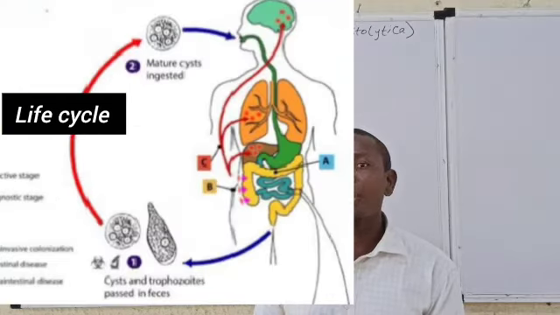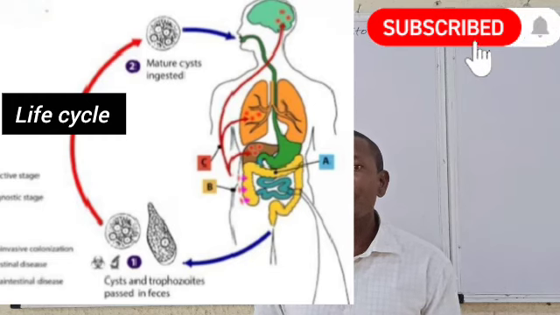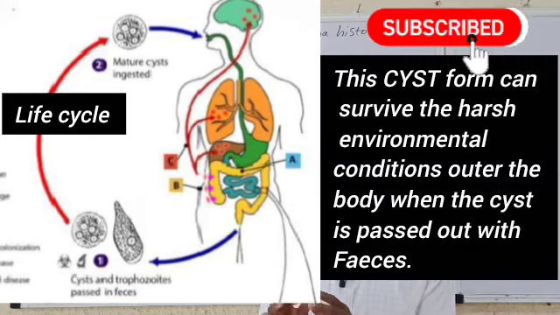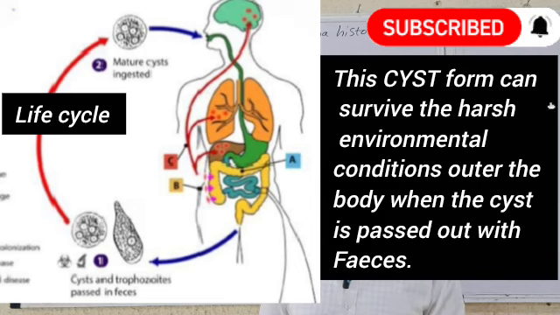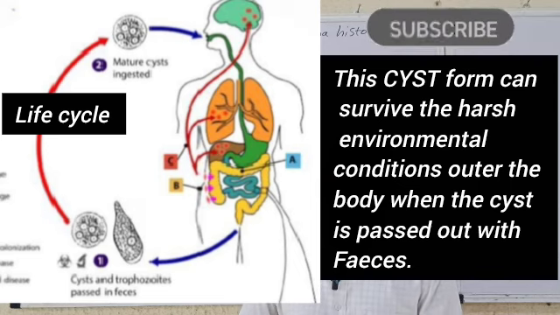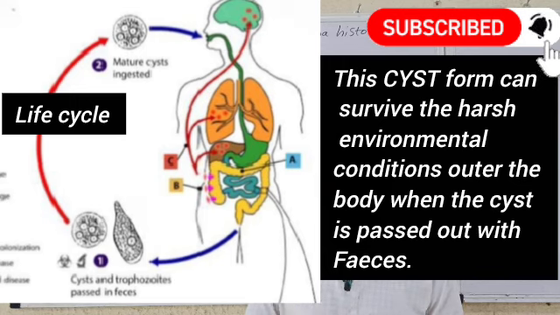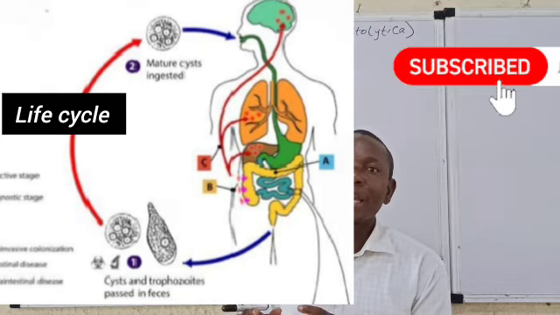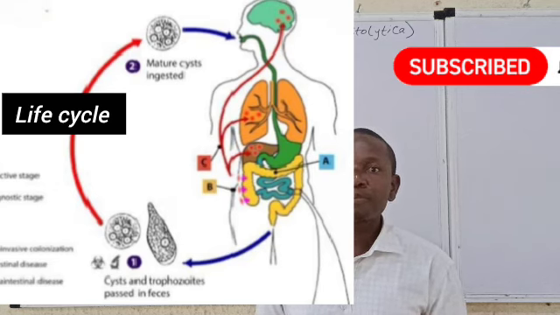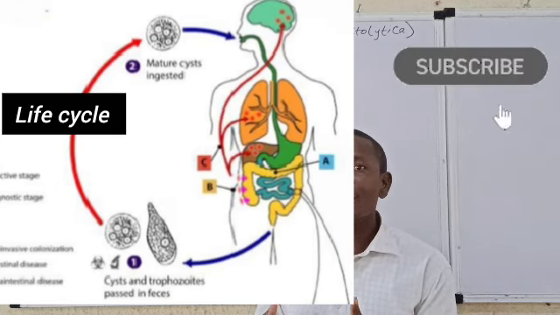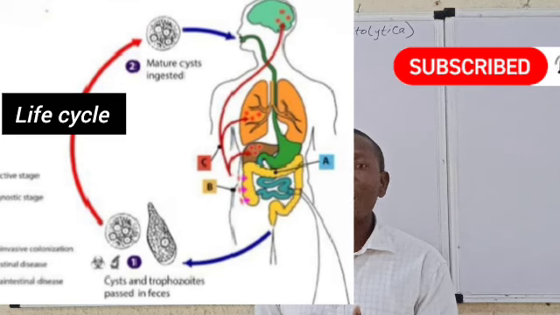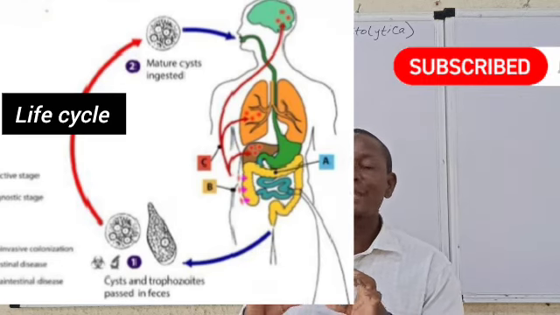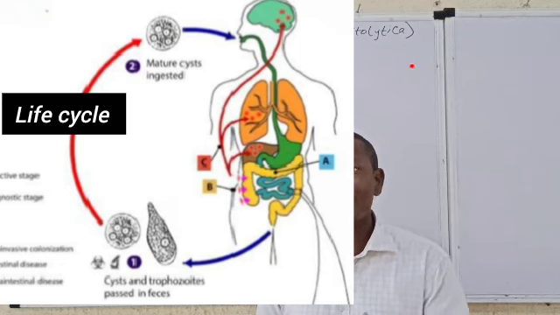And encystation means the formation of a new cyst. Now, note why it is important for this cyst to be formed: once this parasite is passed out of the body, the cyst form has the ability to withstand harsh environmental conditions. So, in preparation for this harsh environmental condition outside the body of the living organism, the trophozoite undergoes what we call encystation, forming a cyst, and this cyst is passed out of the body.